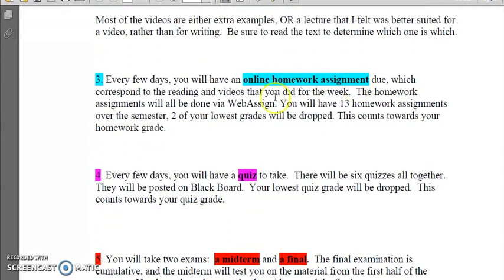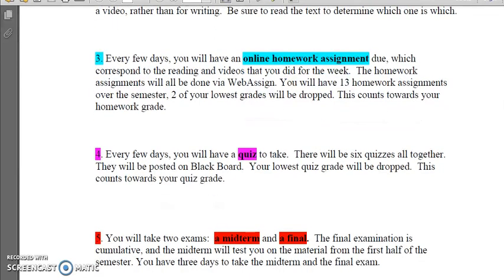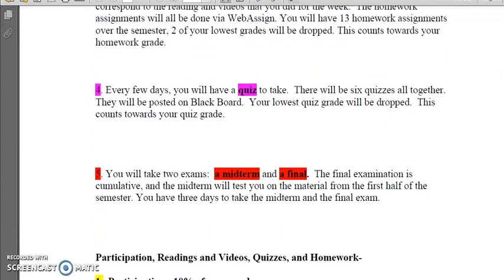Every few days you will have an online homework assignment that's due. So each week, in this class a week's a few days because it's a summer, but each week or every few days you're going to have an online homework assignment due, and that's due through WebAssign. So you're going to go into WebAssign, you're going to click on the appropriate week and the appropriate homework assignment, and you're going to make sure that you do that for the week. This will count as your homework grade. There's going to be 13 homework assignments altogether, but only 11 of them will count. 2 of your lowest homework grades will be dropped. This counts towards your homework grade.